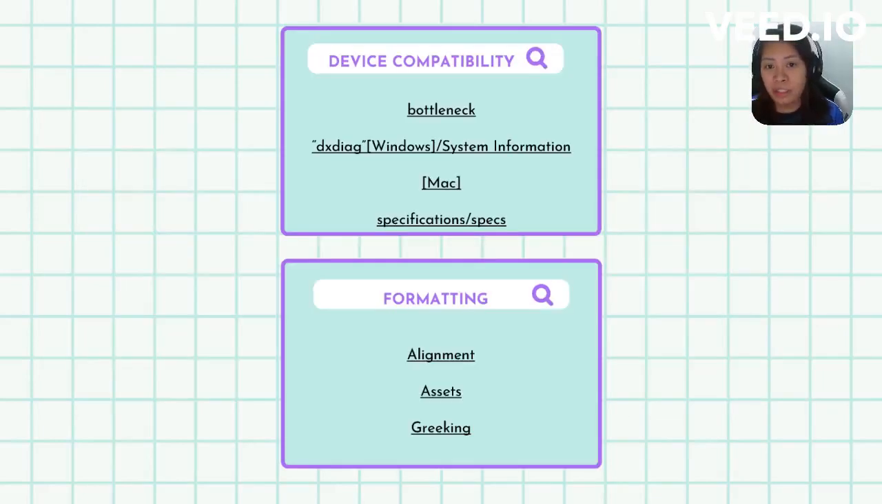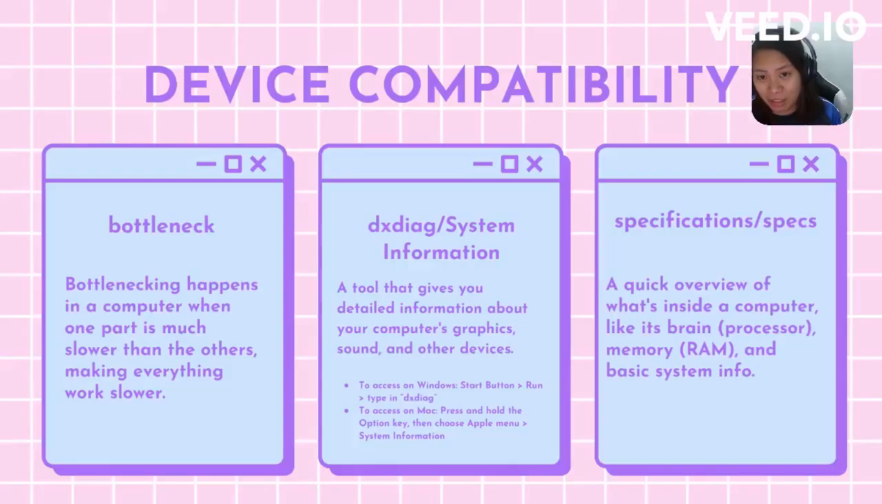Let's start with terms related to device compatibility. This will make or break your desktop publishing experience. Number one, bottleneck. This is a term that we usually associate with traffic jams, and this term is used in a similar context here. Imagine your computer as a team of people working together to complete a task. Each person, or component, or part in the team has a specific job to do. When one person works slower than the rest of the team, the entire team's progress is slowed down because they have to wait for that person to catch up.